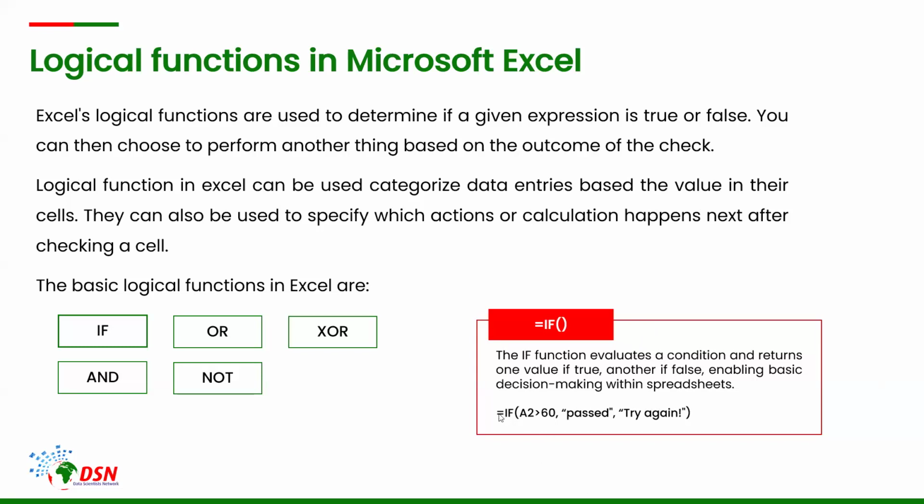So this is how it goes. Equal to IF A2, remember A2 is a cell reference. So if cell A2 is greater than 60, we want to say that this person has passed. And if it is not greater than 60, we want to say that this person should try again. That is basically how IF functions work in Excel. In this case, we can categorize the students based on those who passed and those who are to try again.